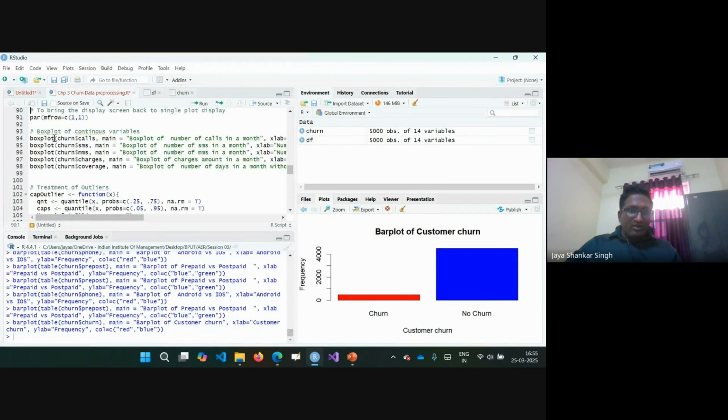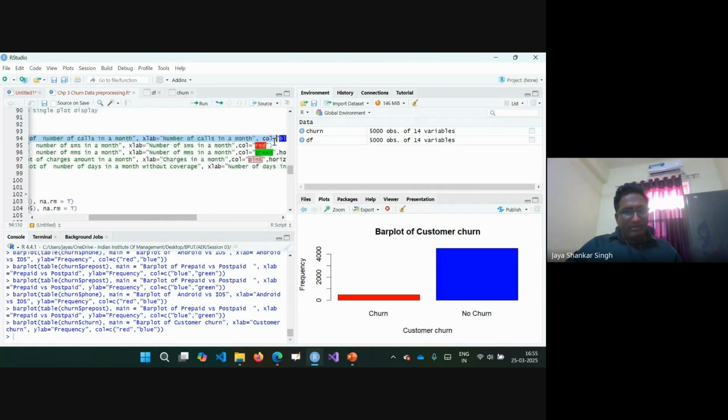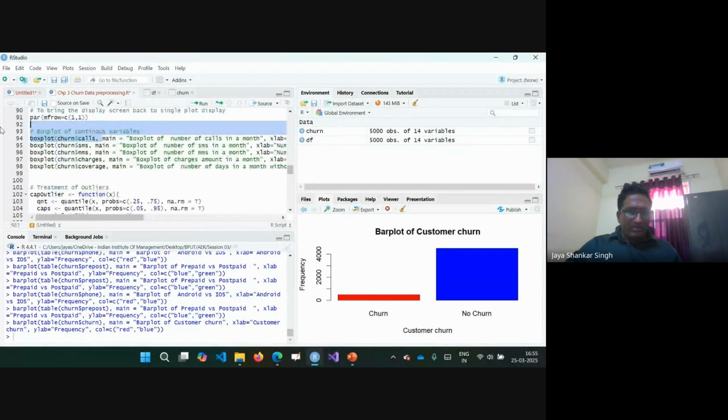Now, similarly, we can use the box plot function. Again, whatever value we want: the file name, dollar, the column name or field name, and then whatever label I'm using for the main title or main plot, the xlab, the label I'm using for the X axis, as simple as that.